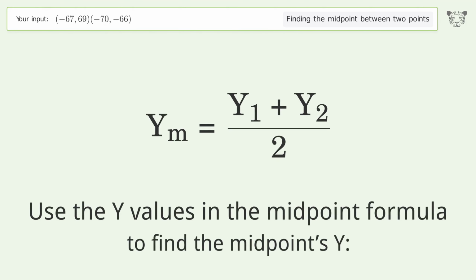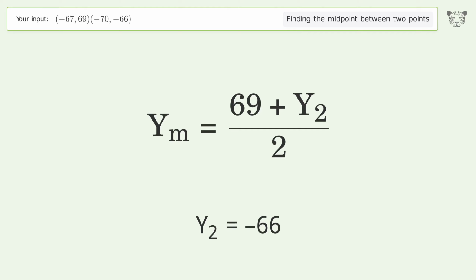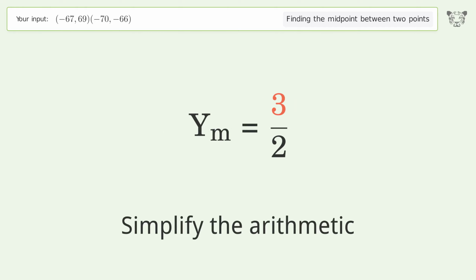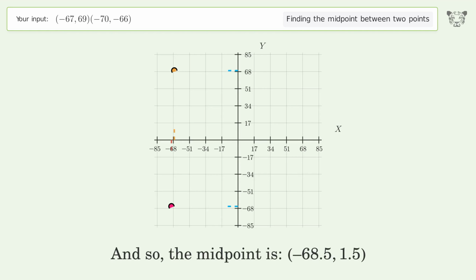Use the y values in the midpoint formula to find the midpoint's y. y1 equals 69. y2 equals negative 66. Simplify the arithmetic. And so, the midpoint is negative 68.5, 1.5.